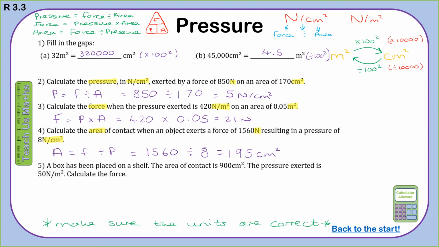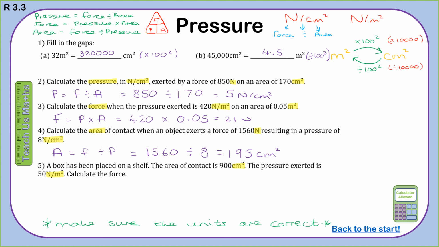Question 5. A box has been placed on a shelf. The area of contact is 900 centimetres squared. The pressure exerted is 50 newtons per metre squared. We need to calculate the force. Looking at the units then, we have got an area in centimetres squared, but a pressure in newtons per metre squared.